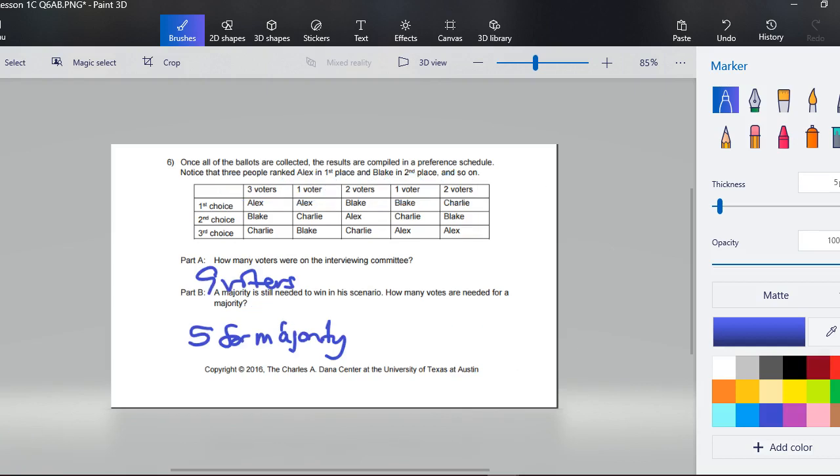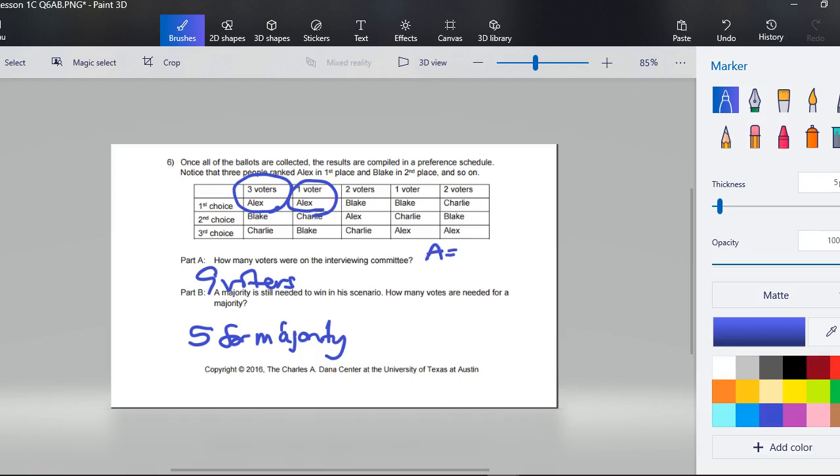Again, you should have looked at question 6 in its entirety. I'm going to help with C, D, and E. I'm going to keep it on this screen and use our chart. Part C says, how many first place votes did each candidate receive? Right here, you've got to be very careful that you see that Alex got 3, and Alex got 1, and then we'll go look at Blake and Charlie.